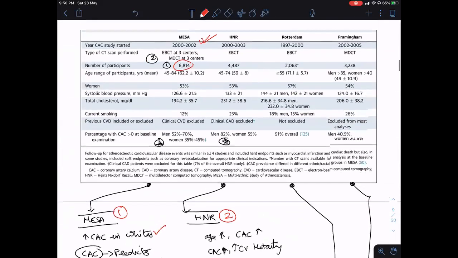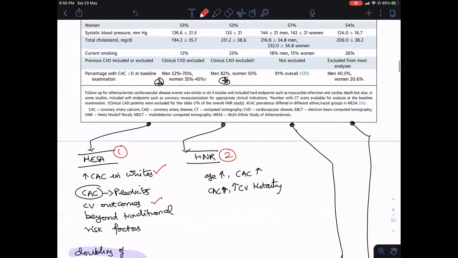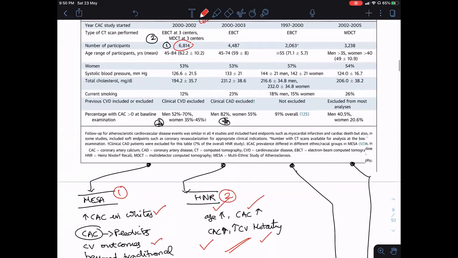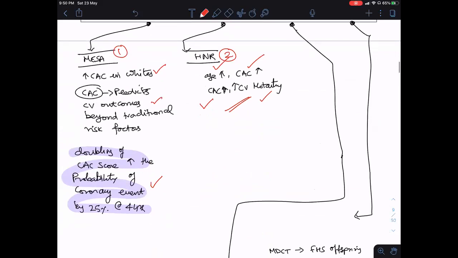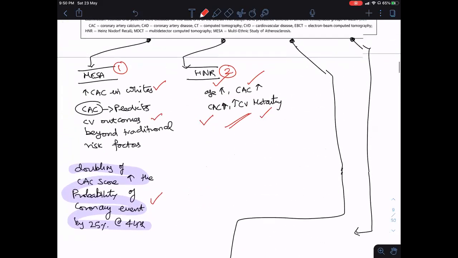The second study to look at it was the Heinz Nixdorf Recall study done in Europe, which again had a very similar conclusion to the MESA study. As the age increases, the CAC increases. As the CAC increases, so does the CV mortality. The next one was the Rotterdam study group. This was also a long-term population-based study, which also came to the same conclusion.